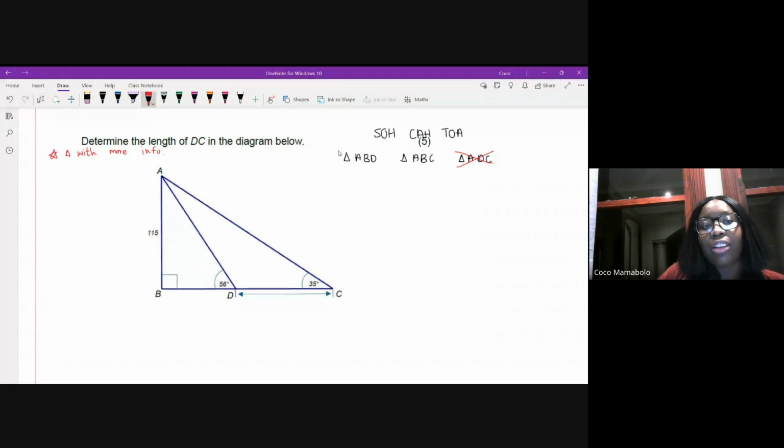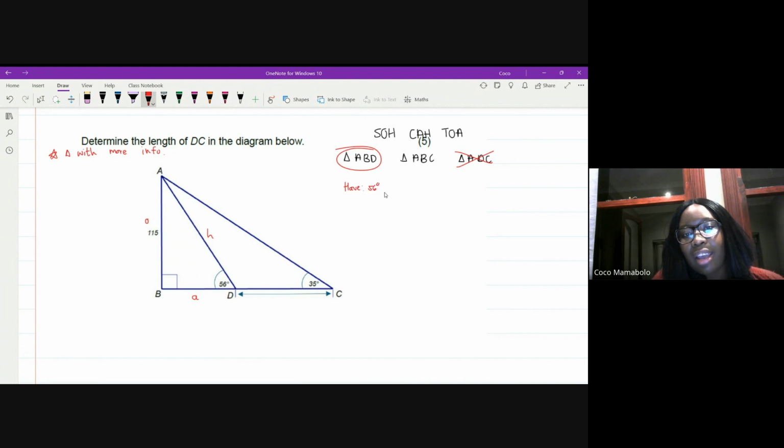Let's start with in triangle ABD. We know we're using triangle ABD, right? I'm going to label BD as my adjacent side, AB as my opposite side, and AD as my hypotenuse. I know I want BC. What do I have? I have my angle 56 degrees, and I have my opposite side. I want my adjacent side. That's going to require me to use tan. SOH CAH TOA, so TOA: tan of 56 degrees is equal to 115 over adjacent, which is BD, right? And then I'm going to cross multiply. BD is equal to 115 over tan of 56 degrees. And if I punch that into my calculator, I should get 77,59.